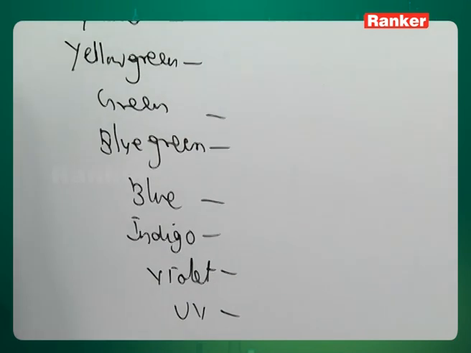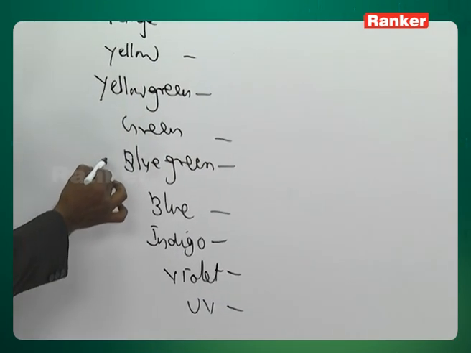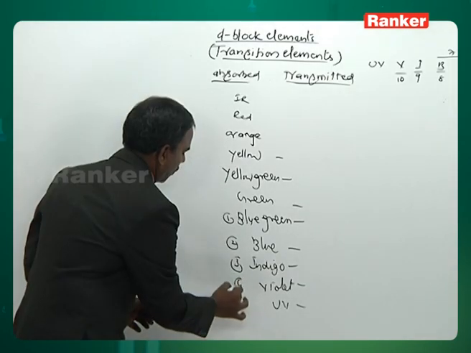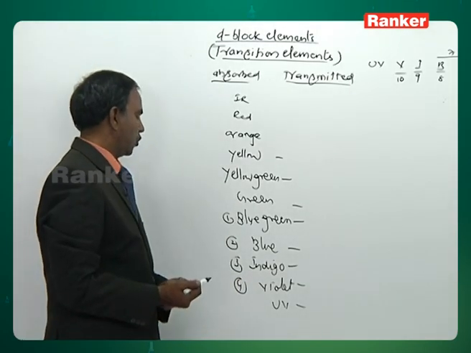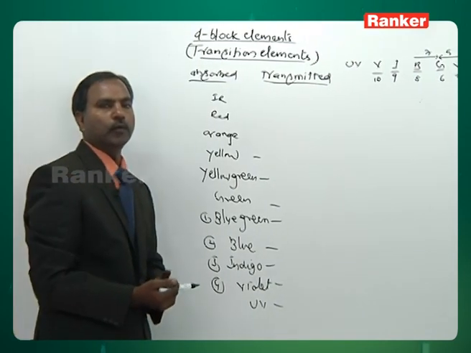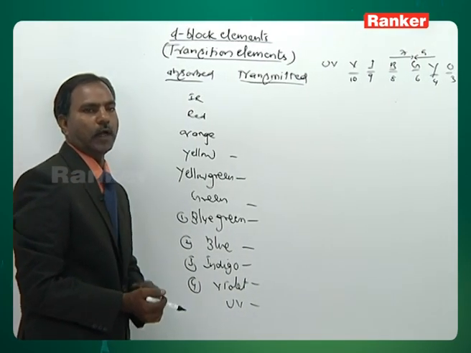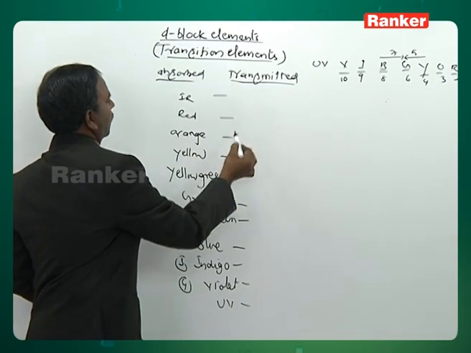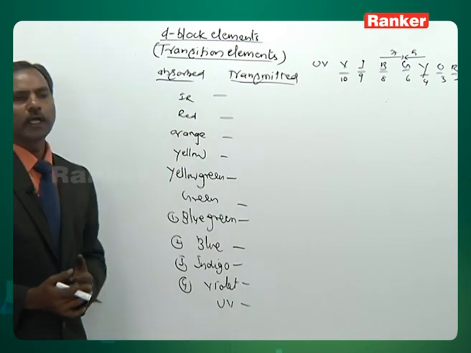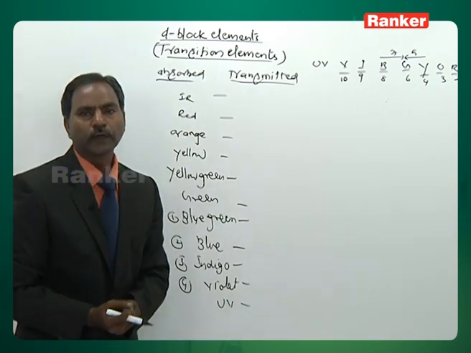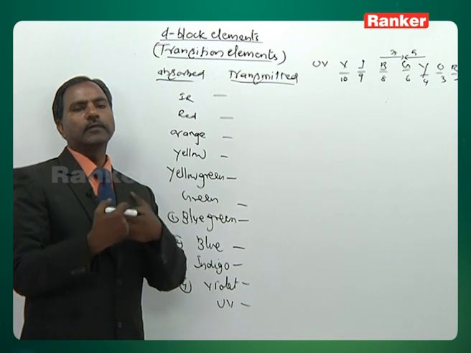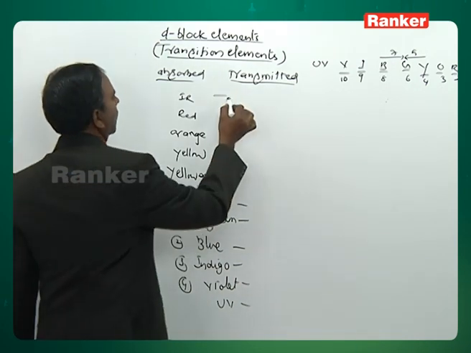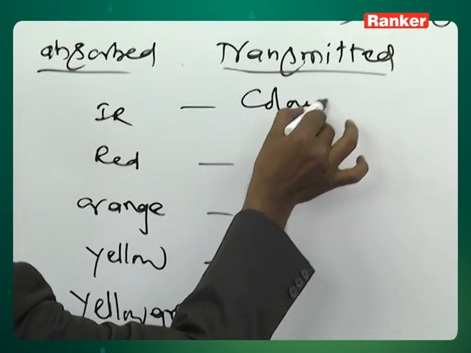Next, magnetic properties were completed. Next, let us see color properties of d block elements. See, most of the d block elements and their compounds exhibit color. It is due to the presence of unpaired electrons in d orbitals.